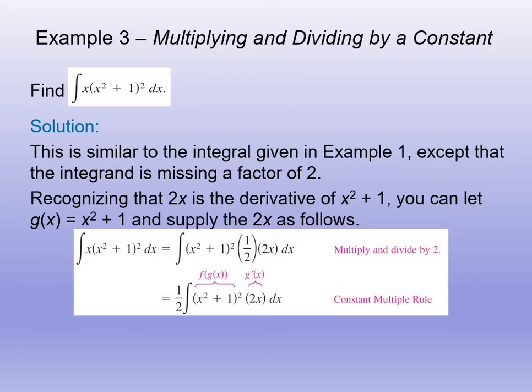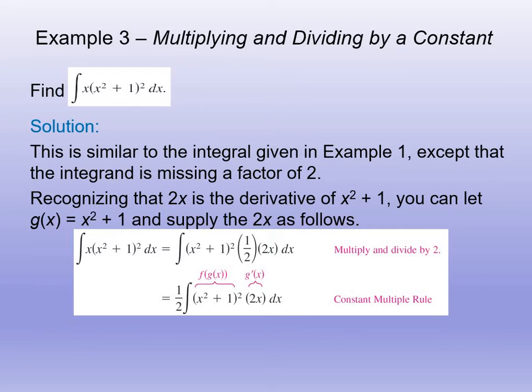Now that's exactly like example 1, only there's a 1/2 in front. Okay, and that's completely valid. We multiplied by 1 in the form of 2 over 2. Why? So that we know how to do the antiderivative of (x squared plus 1) quantity squared times 2x.